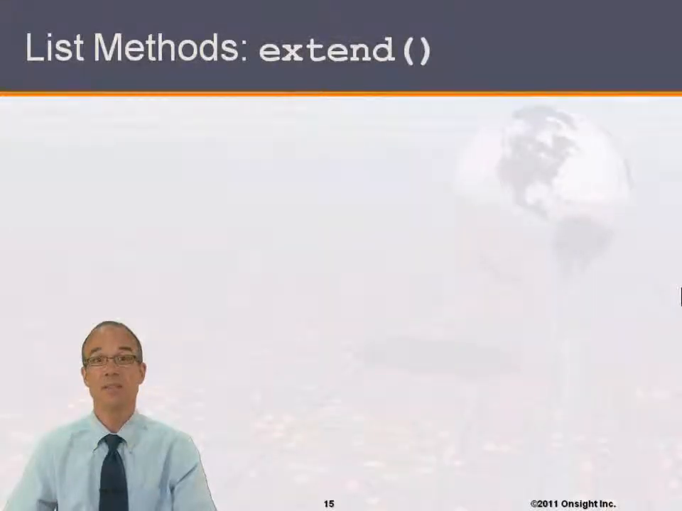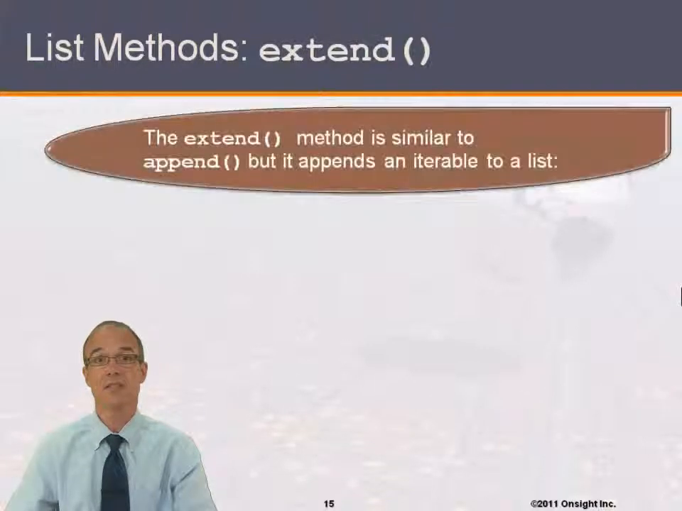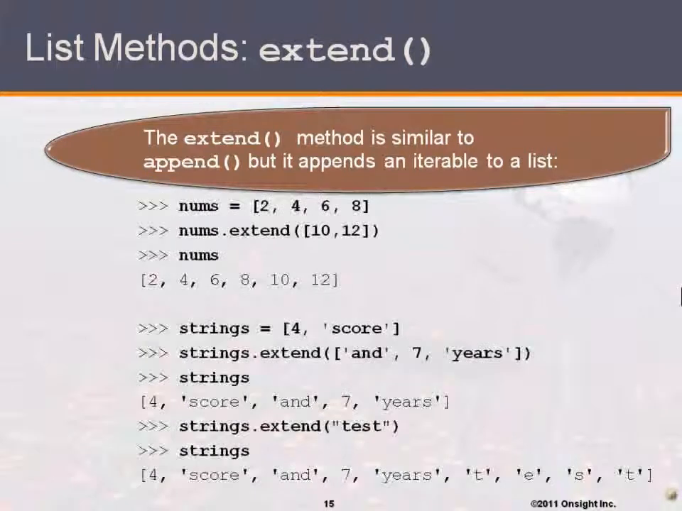Let's look at the next list method, extend. Extend is like append, but we can add a list instead of a single item. So here we start nums as 2, 4, 6, 8, and we'll extend nums by adding 10 and 12. Notice that here we're adding a list to nums, and we see that list 10, 12 added to the right-hand side.